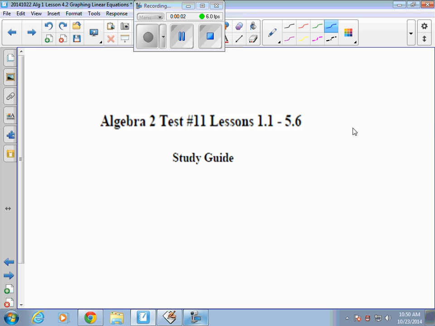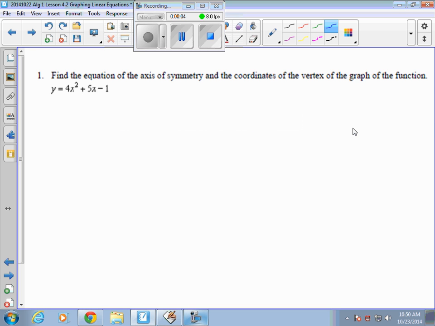Algebra 2, Test 11 through Lesson 5, 6, first study guide, or Part 1. Find the equation of the axis of symmetry and the coordinates of the vertex of the graph of the function.